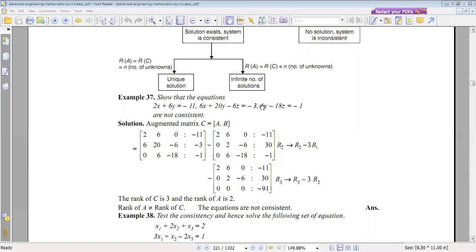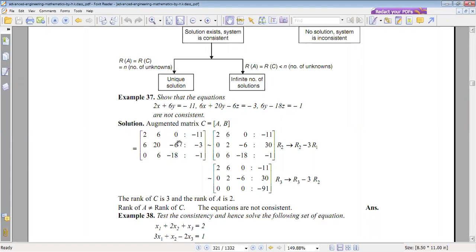Same way, see the last equation. Is there any x? No. So coefficient of x will be 0. And the coefficient of y is 6, and coefficient of z is minus 18, which is equal to minus 1. Clear? So our aim is we have to make this equal to 0. We have to make this equal to 0. How can we make this?